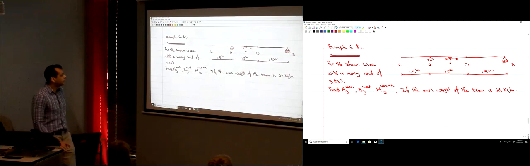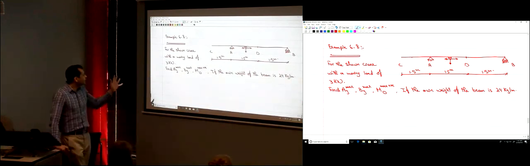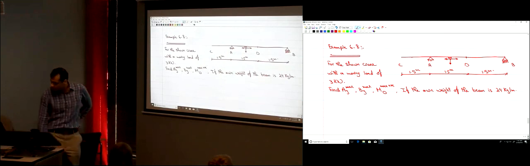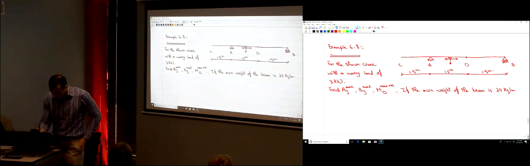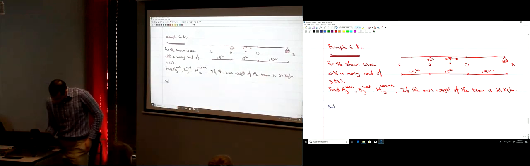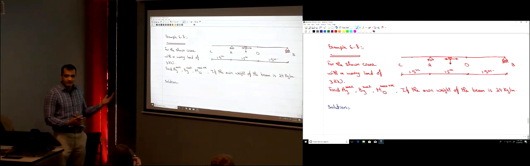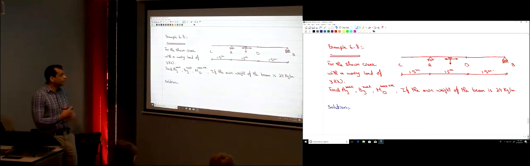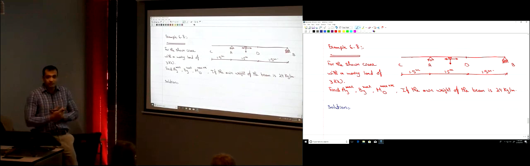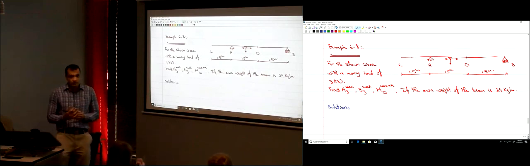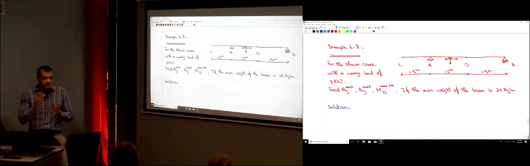Now, we have three things to find: AY maximum, BY max, and MD max. So I have to draw the influence line for each one of those. Because the location of the load that would cause AY to be maximized might be different from the location of the load that makes BY maximized, and different from the location of the load that makes MD maximized. It doesn't necessarily mean it's at the same point.